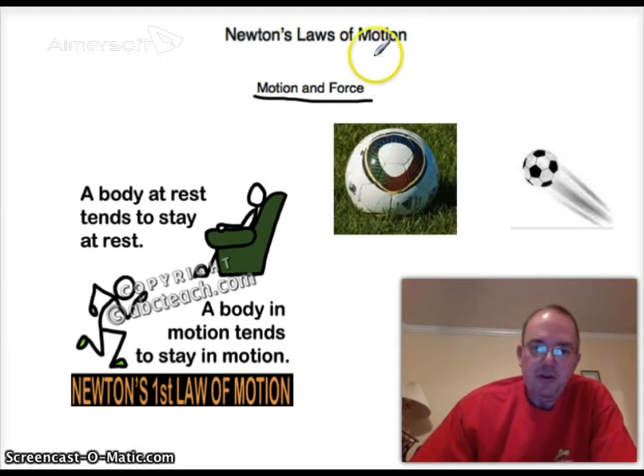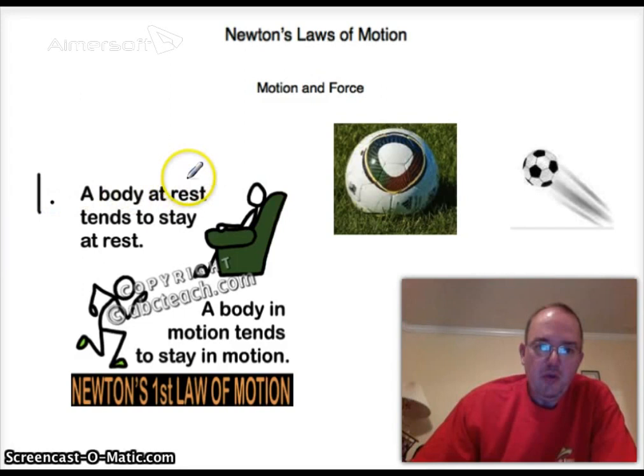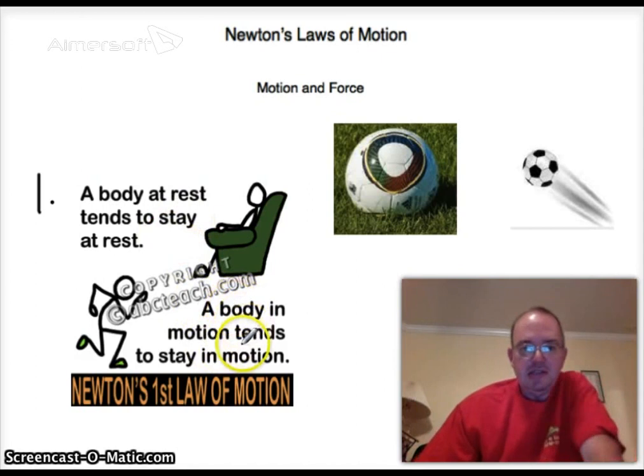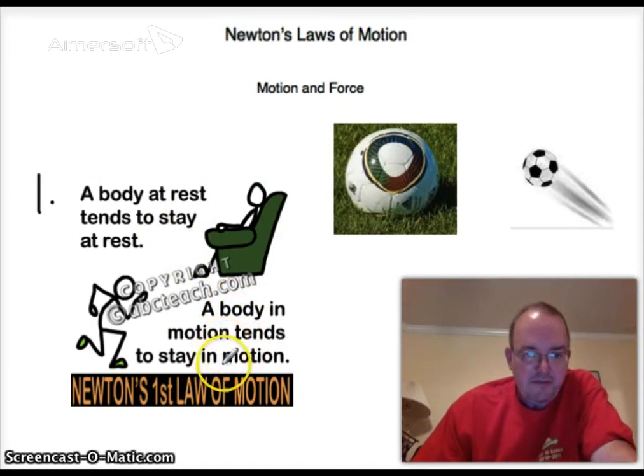The very first of these three laws, let me take care of this erasing right here. The first of these three laws is this one. A body at rest tends to stay at rest. A body in motion tends to stay in motion. That's the first law of motion.